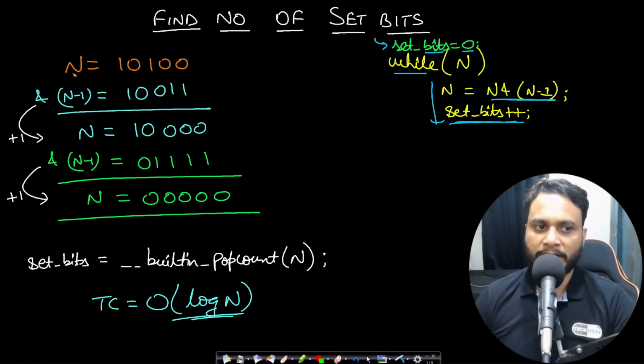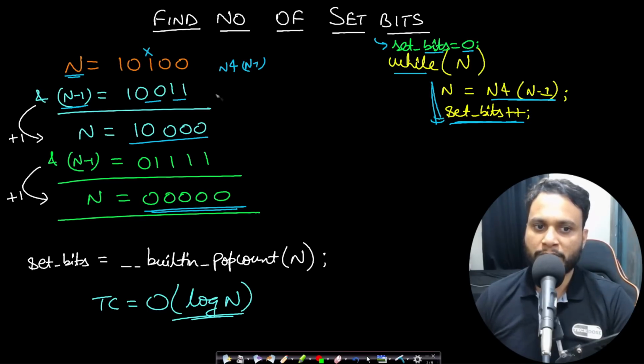If you see a dry run, let's say the value of n is 10100 in binary. If you take n minus 1, it will be 10011. And if you do an AND, you will find the result is 1 followed by 4 zeros. So every time you do n ANDed with n minus 1, you will lose the least significant set bit. So the number of times you repeat it, let's say you repeat it 2 times to get n equals 0, that means there are 2 set bits in total. Right? So that is the logic behind this loop, and that is how you can get the number of set bits.